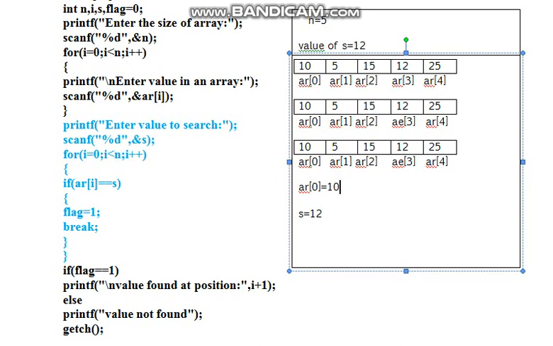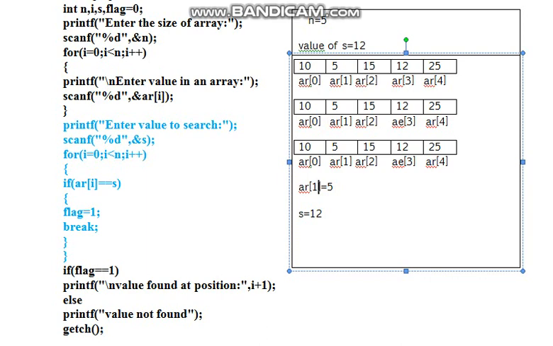i++ means now the index will be 1. What is the value of arr[i]? 5. So now the value is 5. We are at index 1, the value of arr[1] is 5, and the s value will be the same. Is 5 equal to 12? arr[i] is 5, s is 12. No. So we have to go to the loop again.